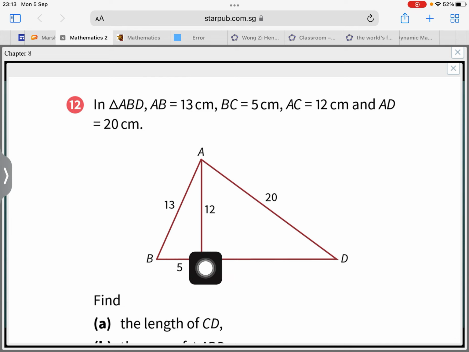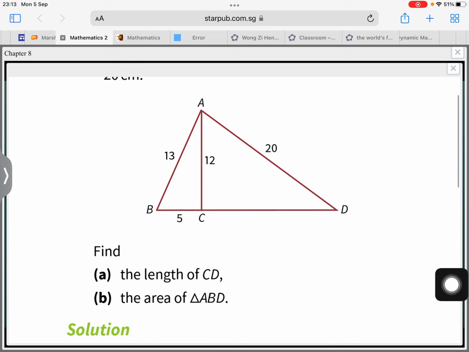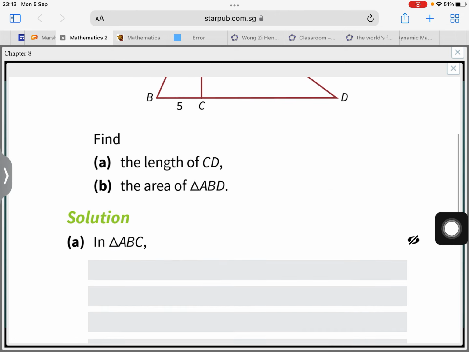So first I need to prove that this is a right angle before I can treat it as a right angle. To prove that it's a right angle, since I don't really know this side, but I know this side, I can use this to prove that this is a right angle. So this means that AB square must be equal to AC square plus BC square. So let's begin the calculations.